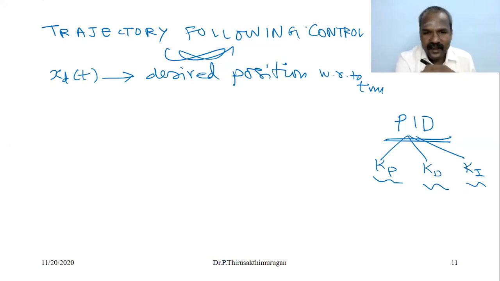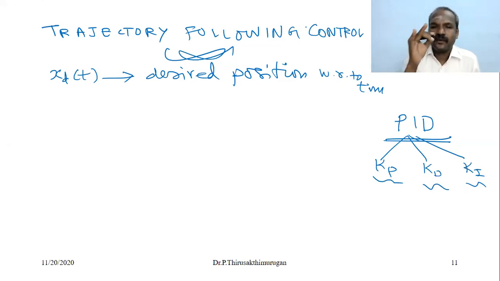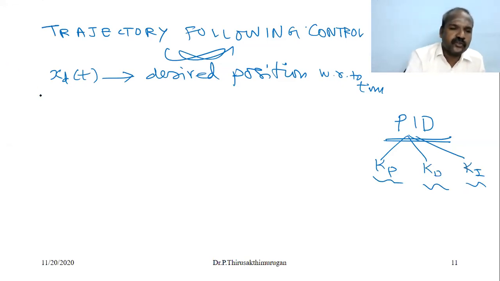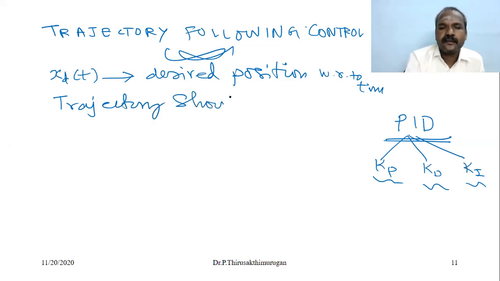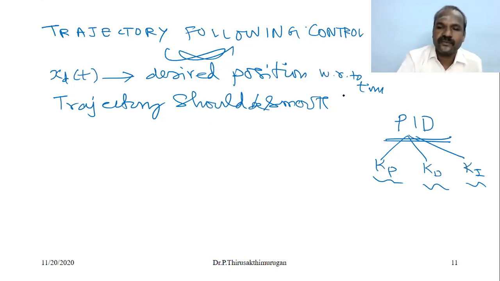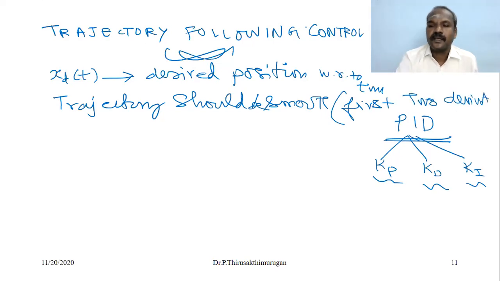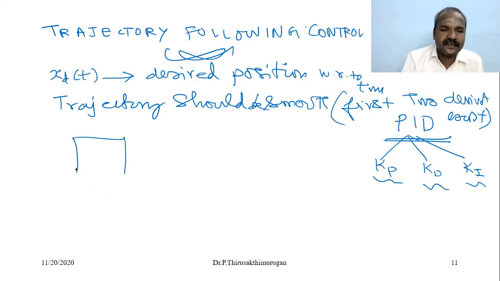So for the desired position with respect to time, only this trajectory should be smooth. The first condition is that the trajectory should be considered smooth. Clear? For example, only the first 2 derivatives. Derivatives exist, then only it is smooth. Clear? And that is what our trajectory generator provides.